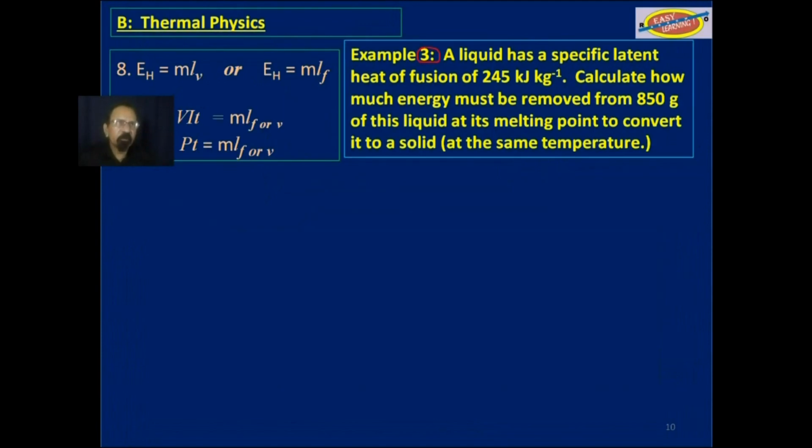Example 3. A liquid has a specific latent heat of fusion of 245 kilojoules per kilogram. Calculate how much energy must be removed from 850 grams of this liquid at its melting point to convert it to a solid at the same temperature. So remember what I said, make a little sketch.